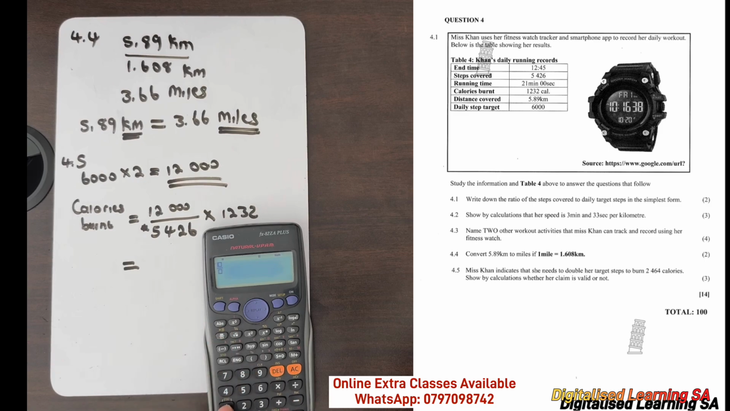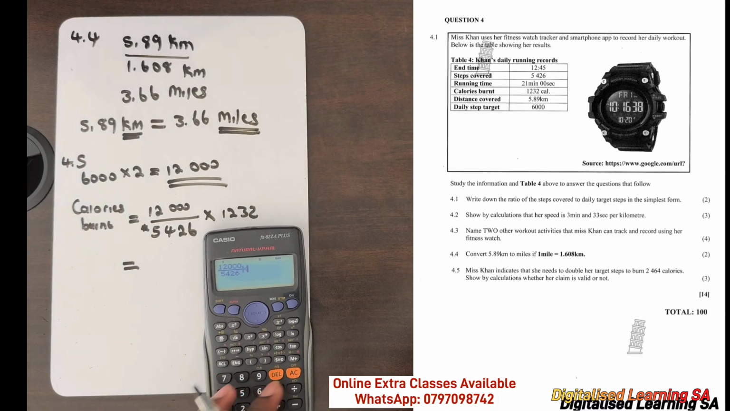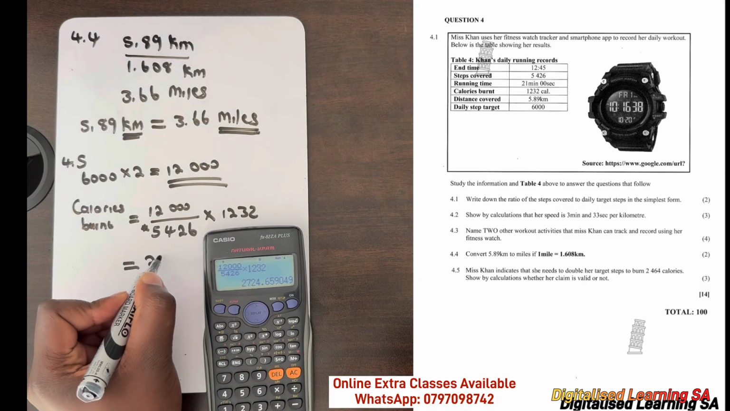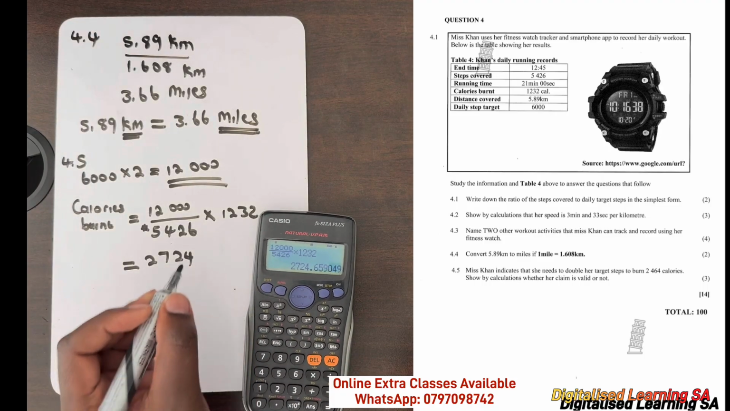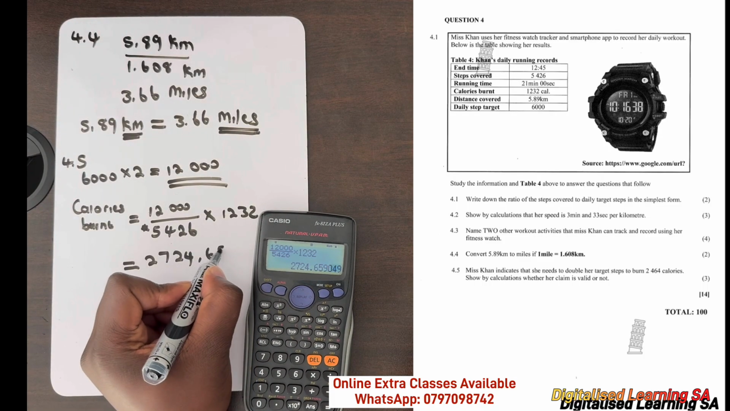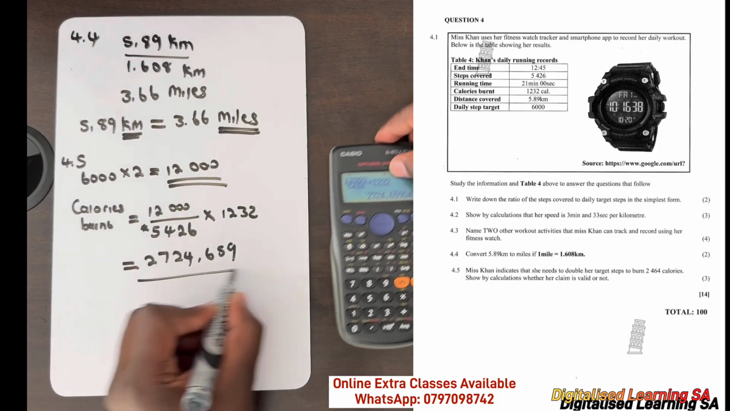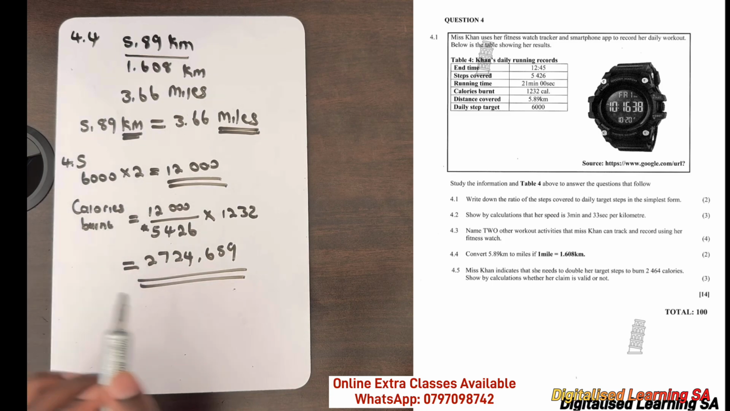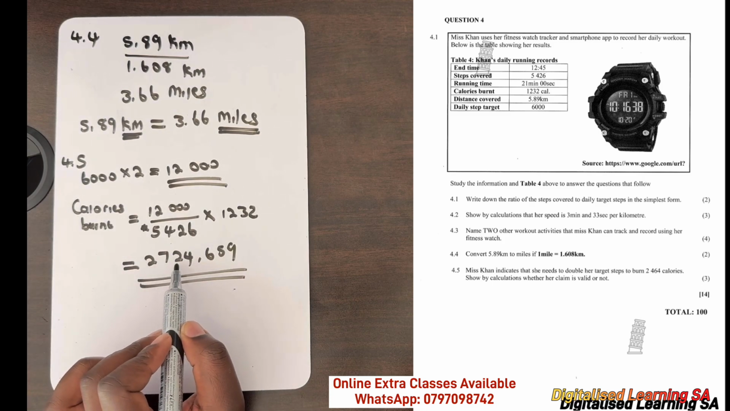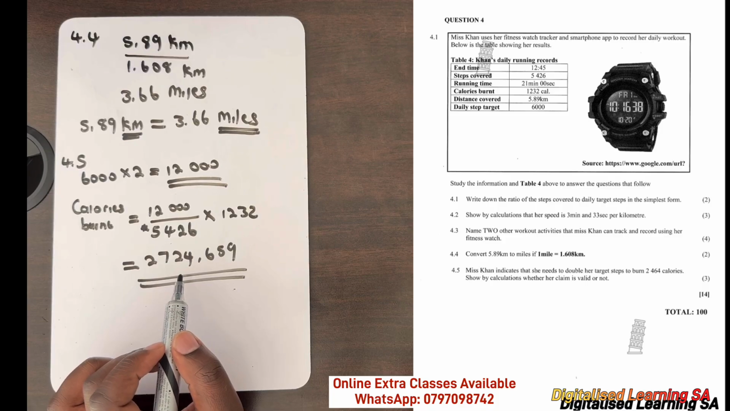So we are going to say 12,000 divided by 5,426 multiplied by 1,232, and our answer will be 2,724.659. So if she doubles her daily steps target, she will be able to burn 2,724 calories.